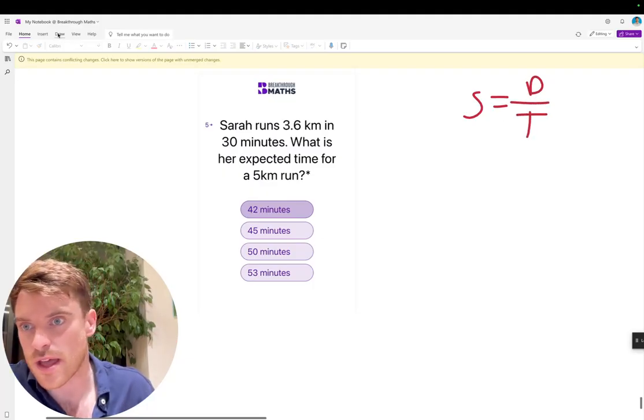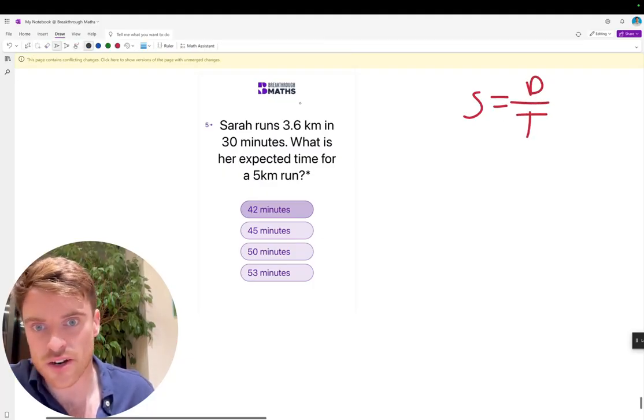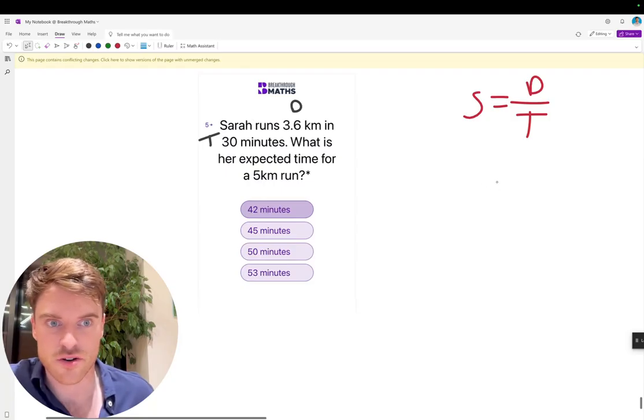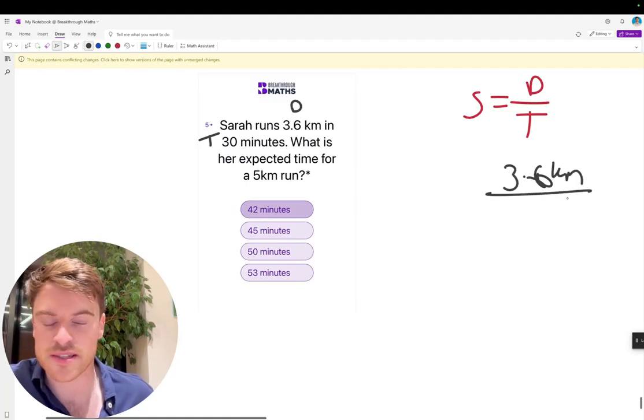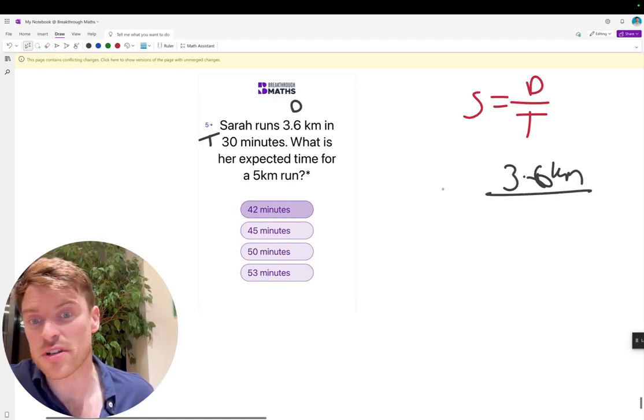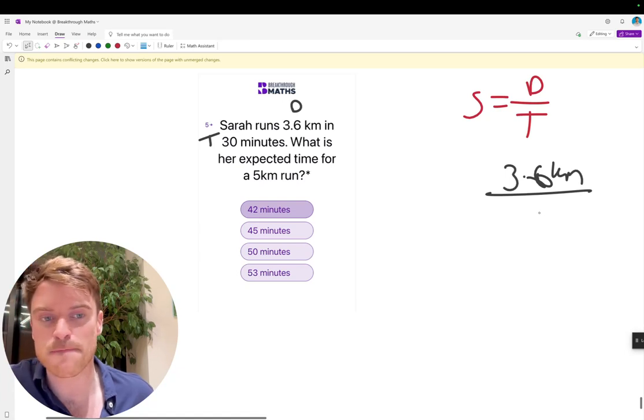So Sarah runs 3.6k. That's the distance, in 30 minutes, that's the time. So Sarah runs 3.6 kilometers in 30 minutes. Now, 30 minutes, you need to get into hours. It's still in minutes.